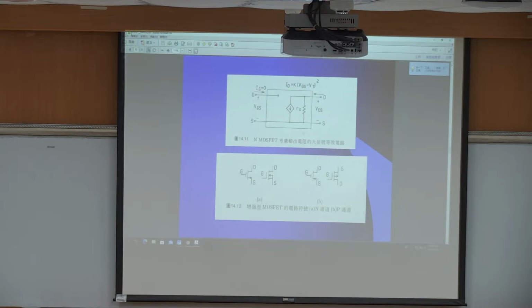And also, similar to the BJT device, we added a resistance between the source and drain port, and this is the way we simulate the channel length modulation effect. And here is the symbol of the enhancement type MOSFET. We can see that NMOS and PMOS have different arrow directions, and the arrow means the source port.